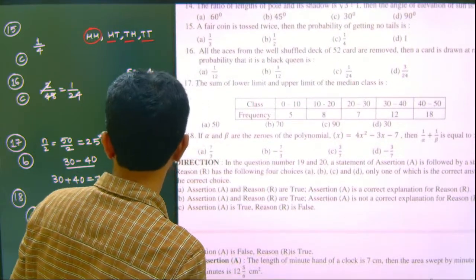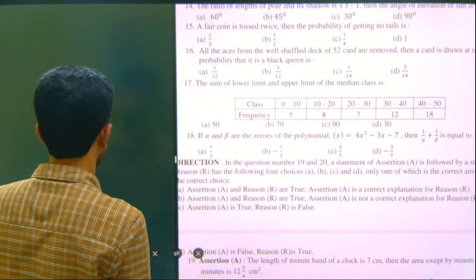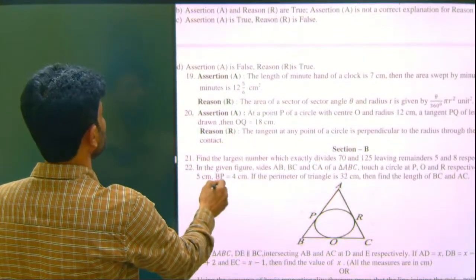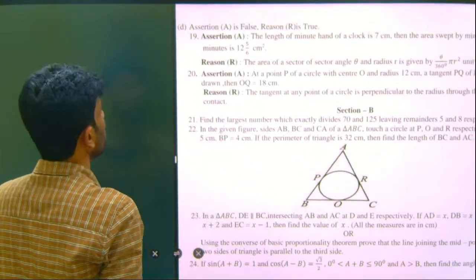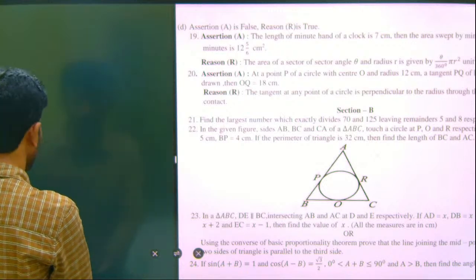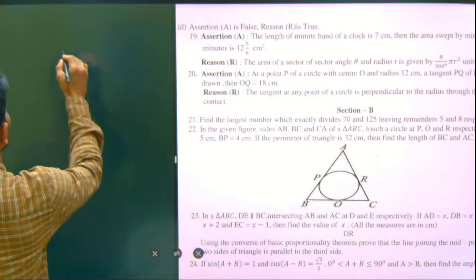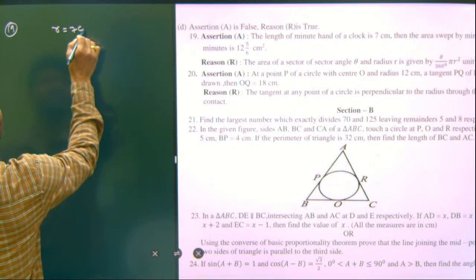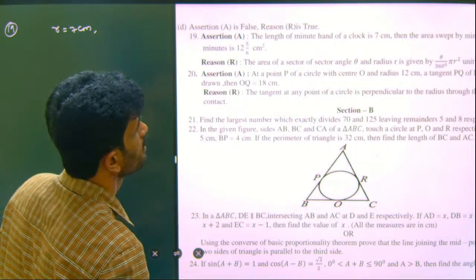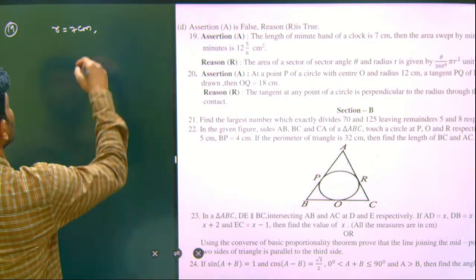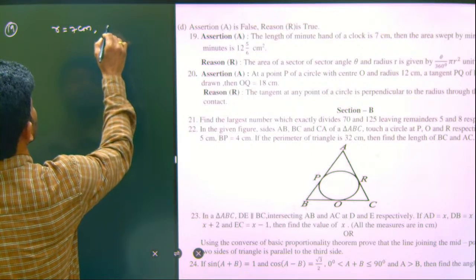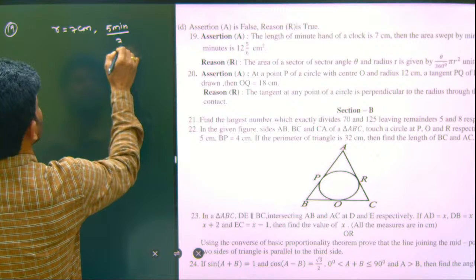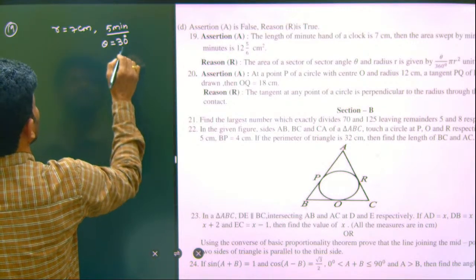Question number 19 and 20 are assertion and reasoning. In question number 19, the length of a minute hand is given, which means the radius is given, 7 centimeters, and the angle is given as 5 minutes. 5 minutes means how much angle will it make? In 5 minutes it will make a 30 degree angle. So theta is equal to 30 degrees.